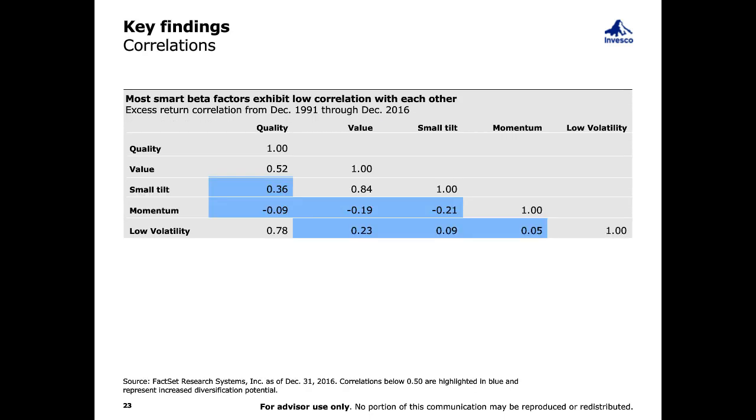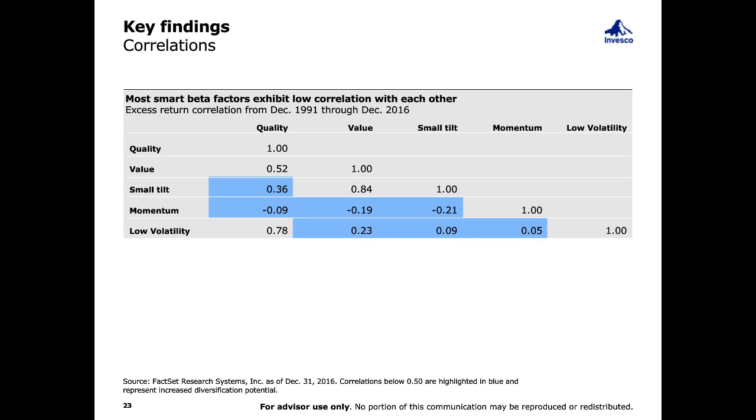Finally, let's take a look at the correlation and the potential diversification benefits. This chart illustrates the diversification potential of factor investing by depicting the correlation of smart beta factors to each other during the testing period. One reflects perfect correlation and -1 reflects perfect negative correlation, while 0 reflects no correlation. Low levels of correlation indicate one factor outperformed or underperformed the S&P 500 at different times than another factor.